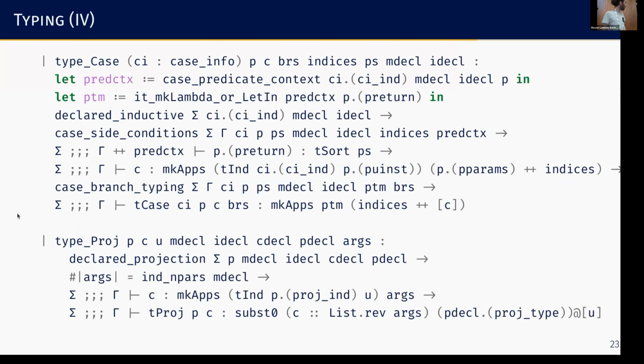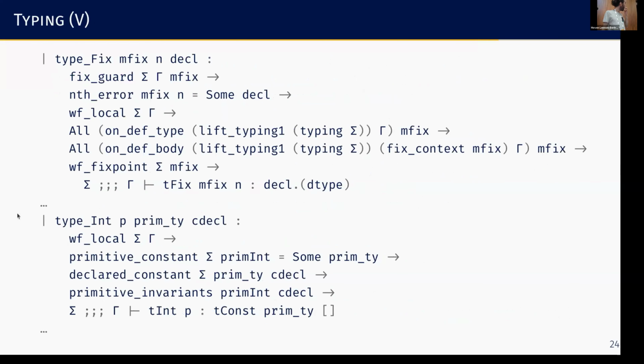Yeah, probably you don't want to understand that live now. We have a typing rule for case. It's a bit messy. If you take your time and go through it, it's not that bad. It's just a bit of a mouthful, and the simplified version for projections. Same for fix and the other things.